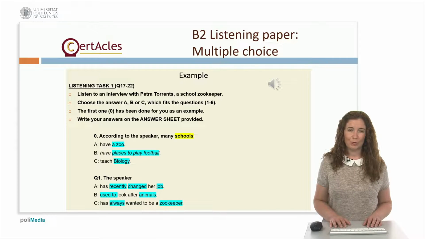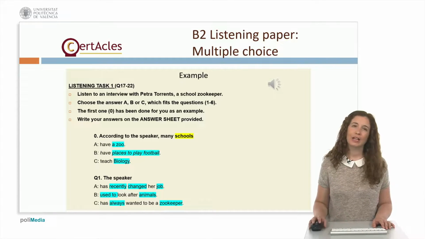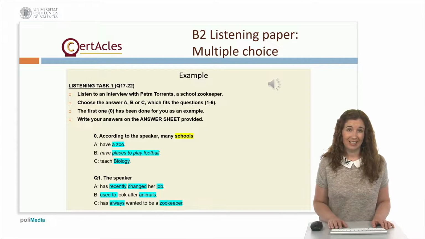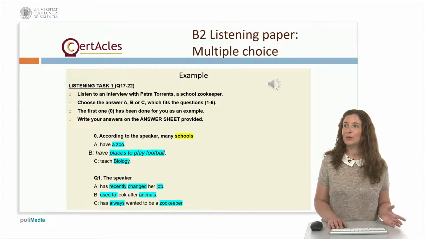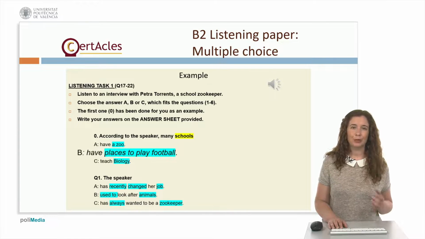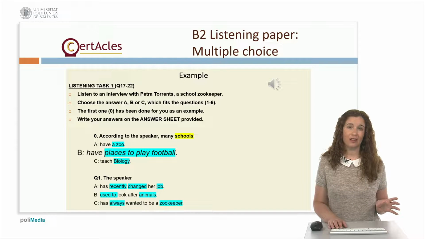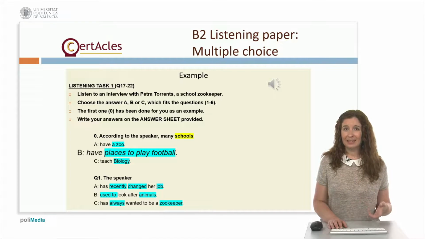Right, so have you guessed the answers to these questions? Okay, we're going to have a look. Example 0 is easy because this is the example they normally give you, and you can see the answer in italics, right? So the correct answer for 0 would be have places to play football. This information is given in the introduction by the presenter, right?